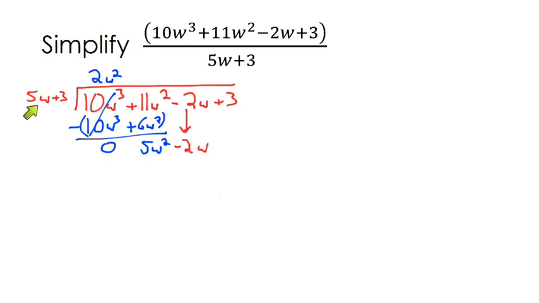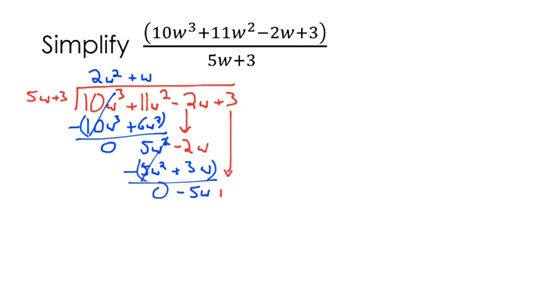And now, how many times does 5w go into 5w squared? Or in other words, 5w times what gives you 5w squared? And that's just w, or 1w you could say. And I'm going to multiply this w back through times both of these terms. And whenever I do that, I should get 5w squared plus 3w. And we're going to subtract straight down. Negative 2 minus 3 is negative 5w. And then I'm going to bring down my 3.